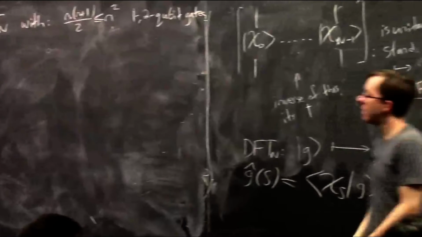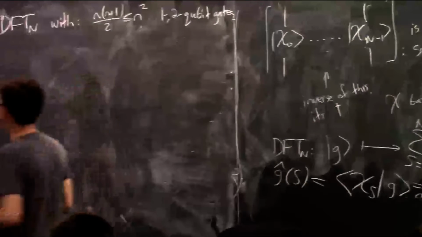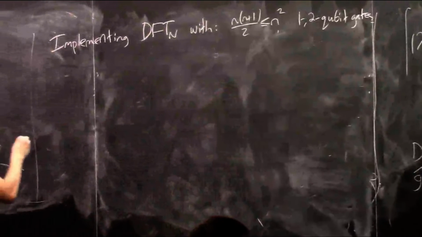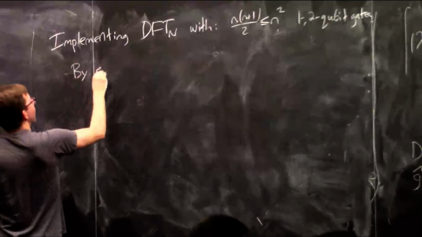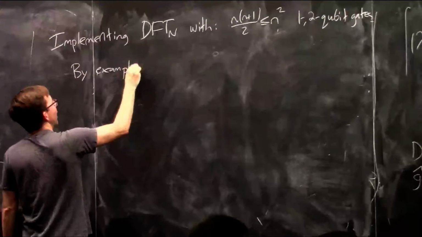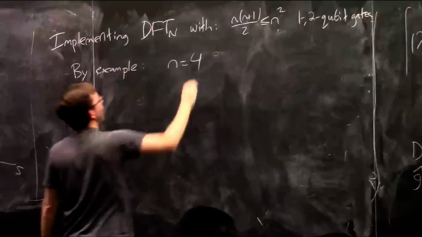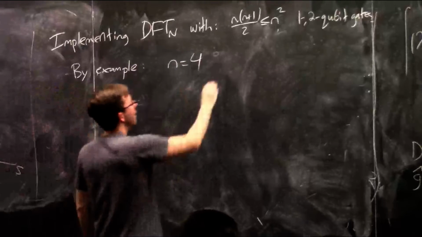And I'm going to kind of do it by example, because there's a lot of notation otherwise. I'm going to make it a more complicated example. Now little n is going to be 4, and therefore big N will be 16.